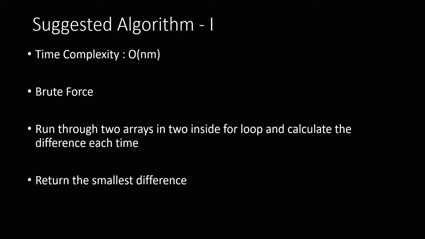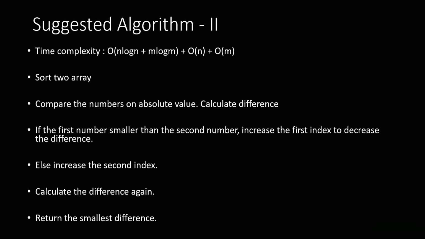Alright, welcome back. There are two suggested algorithms for this problem. The first one is applying the brute force algorithm, running through the two arrays with two nested for loops, calculating the difference each time and returning the smallest difference. Time complexity for this solution is O(n times m), which describes the lengths of the two arrays. The second algorithm provides an optimal solution.